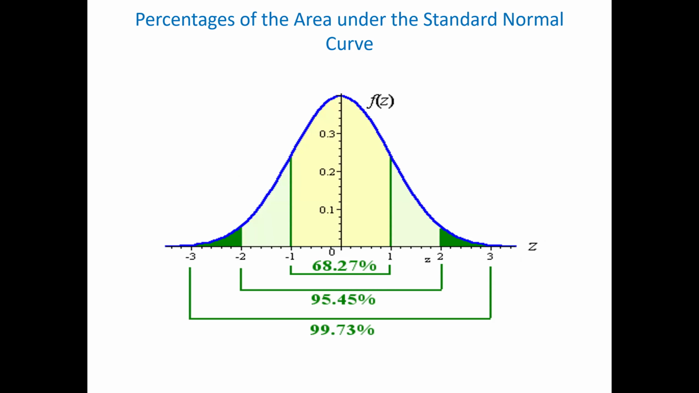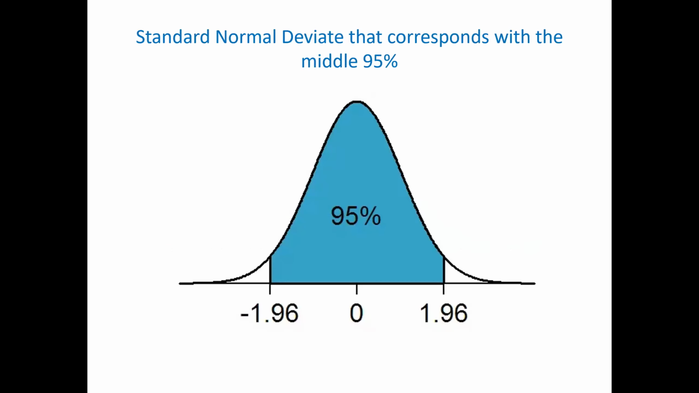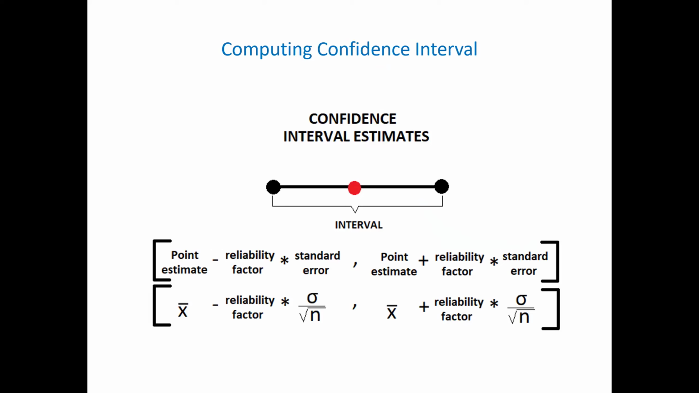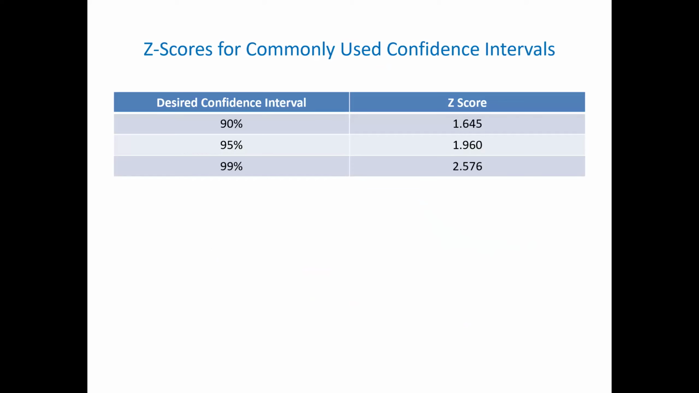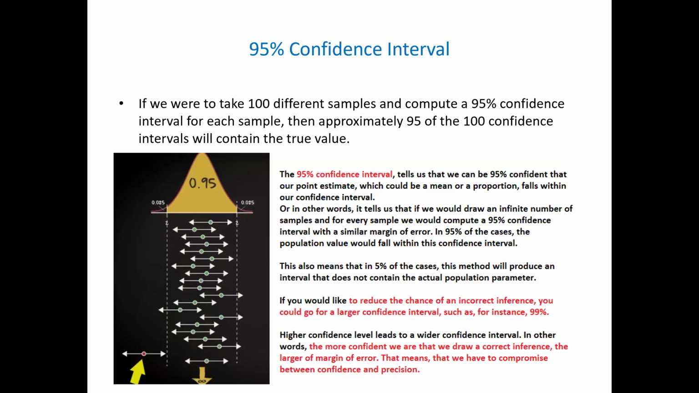This is just to remind you of what I've shown you before, the origin of that: the middle 95%, minus 1.96 to plus 1.96. So the confidence interval is the point estimate plus or minus the reliability factor, which is z, times the standard error. You subtract it and you add it. That's how to calculate it. For 95%, it is 1.96. For 90%, it is 1.64, which nobody uses. For 99%, it is about 2.58. The one we usually use is 95%.